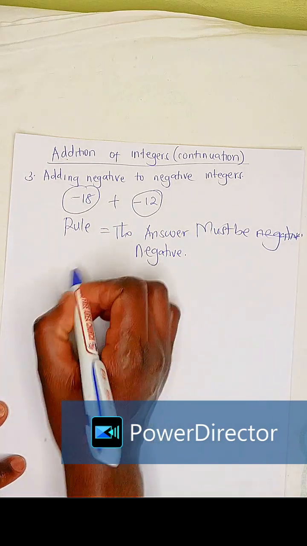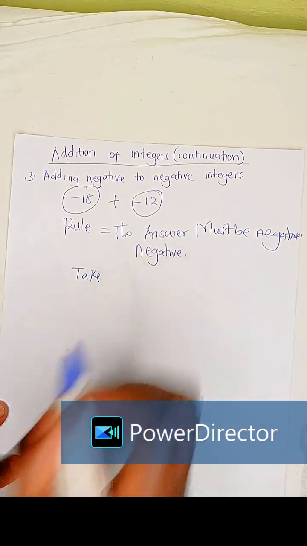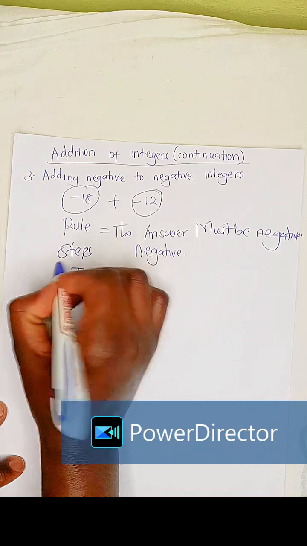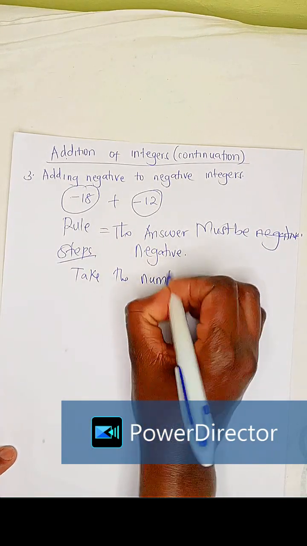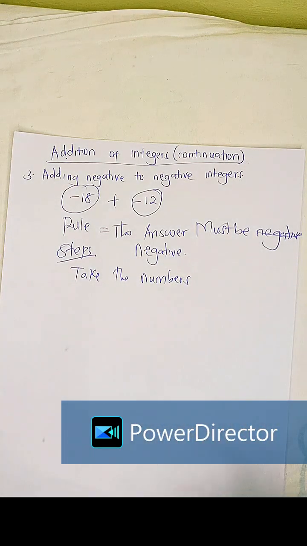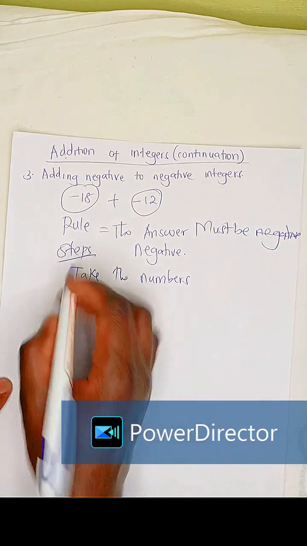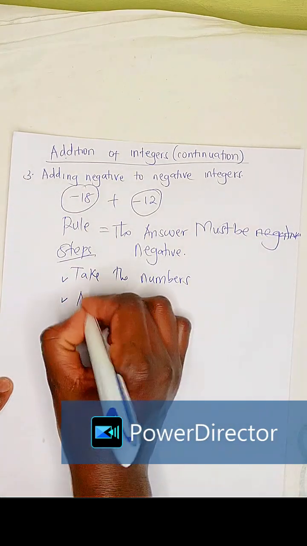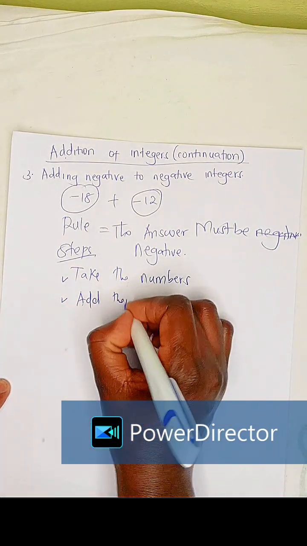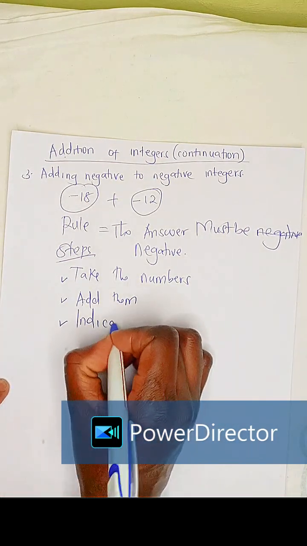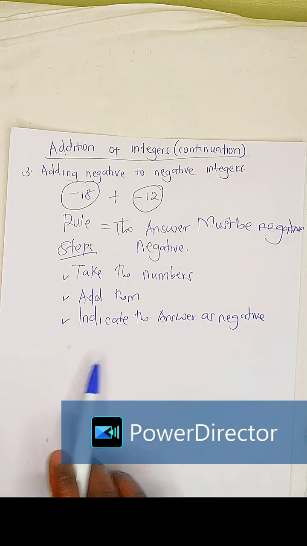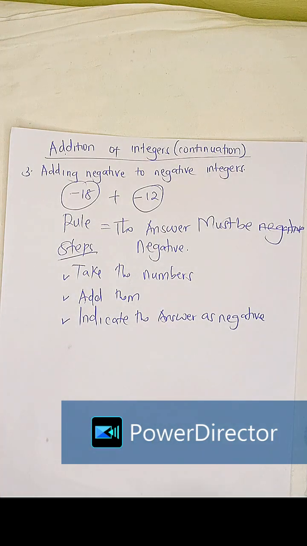Number one step, we take the numbers. These are the steps you are going to use, and you are going to see that they are very easy. You might be adding two numbers or three numbers or more, so I'm not going to specify. Just take the numbers, add them, and then the last step indicates the answer as negative. These are just the simple steps you can follow when you are adding your negative to negative integers.